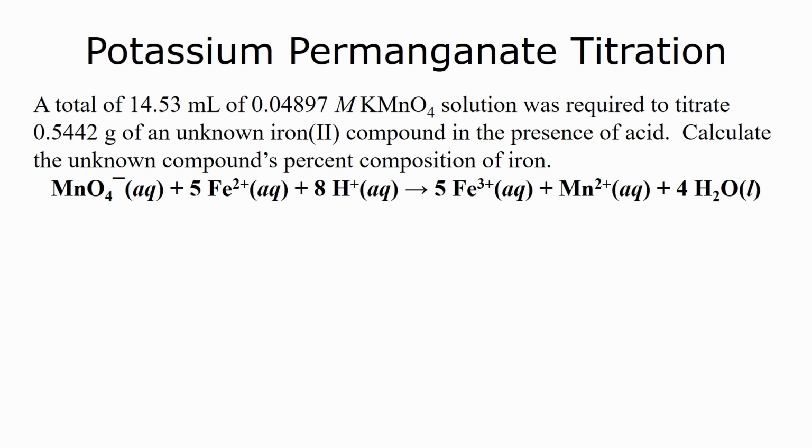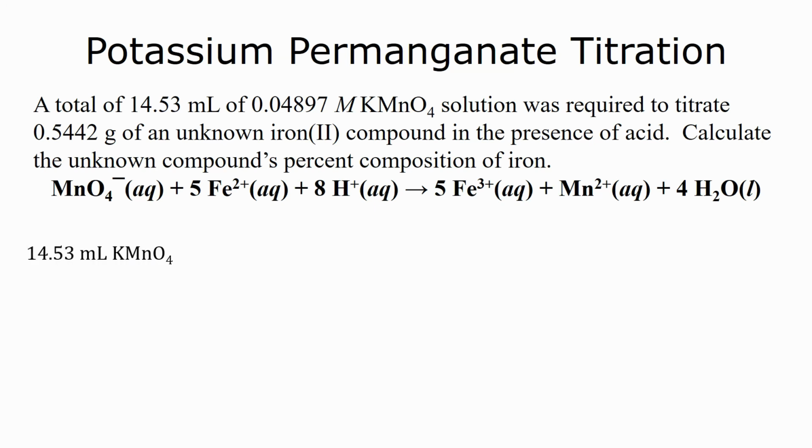So a total of 14.53 milliliters of 0.04897 molar potassium permanganate solution was required to titrate 0.5442 grams of an unknown iron(II) compound in the presence of acid. Calculate the unknown compound's percent composition. Now, in order to calculate percent composition, we need to know the mass of iron and the mass of the unknown compound. Well, we know the mass of the unknown compound. Now we need to use our titration information to calculate the mass of the iron.